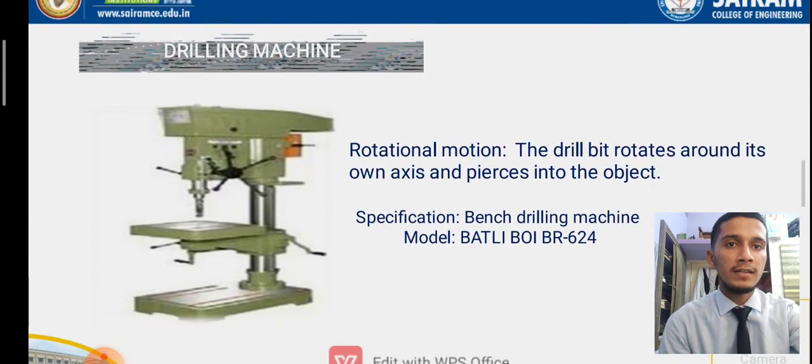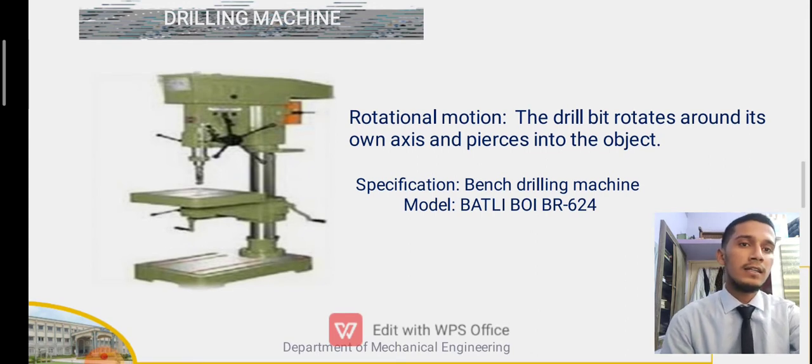This is also the same as drilling machines. In the specifications, bench drilling machines, model BATLI BOIBR 624, the drill bit rotates around its own axis and presses into the object.